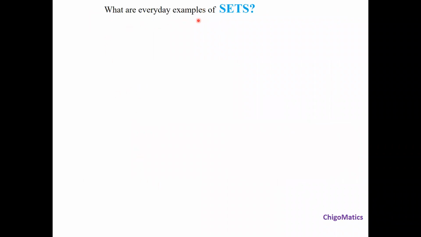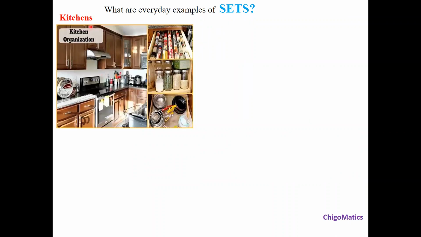Now, what are everyday examples of sets? Let us start at our kitchens at home. Kitchen organization. In our kitchens at home, what we normally do, we put things according to their use. So by putting them according to their use, we are putting things in terms of sets. Like here, these are pots. Here, these bottles, they are containing things we need to use at some point. But I'm simply saying, as we organize our kitchens at home, we use the concept of sets because we don't put everything in one place, but we put them in terms of their use. By so doing, we are applying the concept of sets.